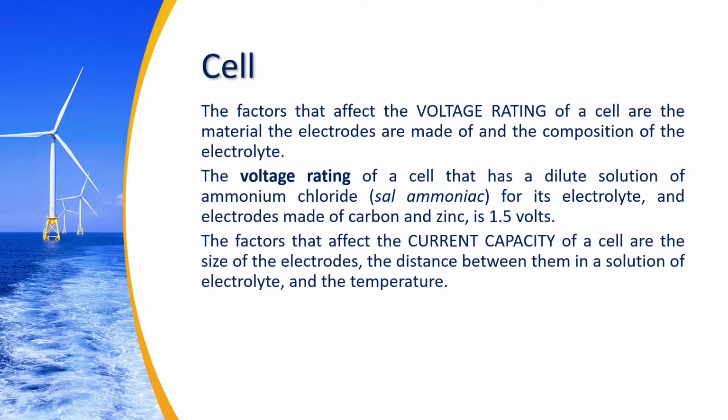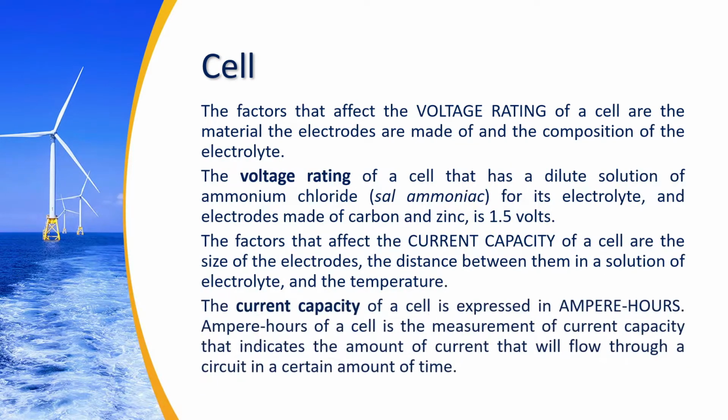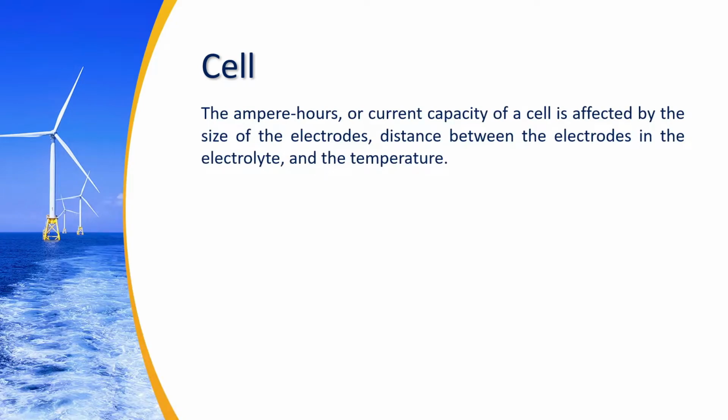So the factors that affect the current capacity naman ng cell are the size of the electrodes, the distance between them in a solution of electrolyte, and the temperature, syempre. So, yung current capacity ng cell is expressed in ampere hours. So, yung ampere hours of a cell is the measurement of current capacity that indicates the amount of current that will flow through a circuit in a certain amount of time. So, the ampere hours or current capacity of a cell is affected by the size of the electrodes, distance between the electrodes in the electrolyte, and the temperature.